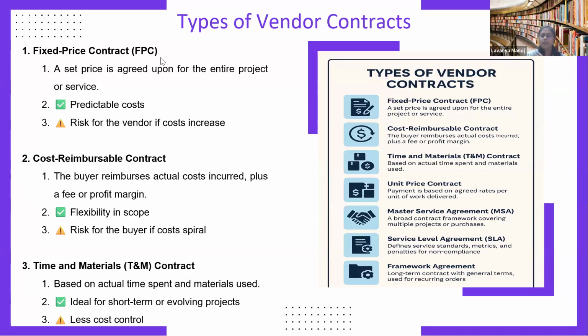Time and materials contract, that is the third type, based on actual time spent and materials used. Say for the next 3 months or for 2 months or for the upcoming season. So if there is such a contract, based on the actual time spent and the materials used, this contract is valid. And the advantage is that it is ideal for short-term or evolving projects. That is for short-term projects.